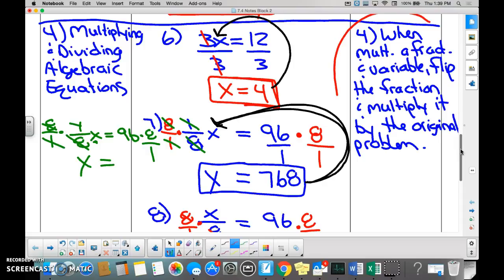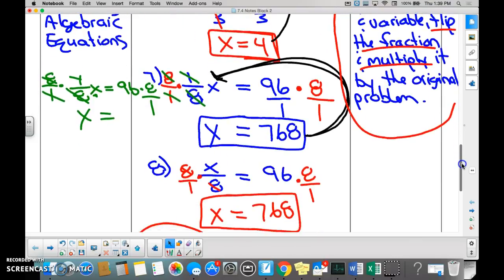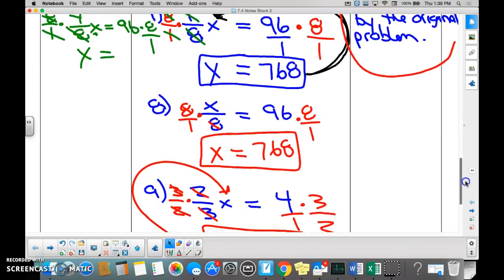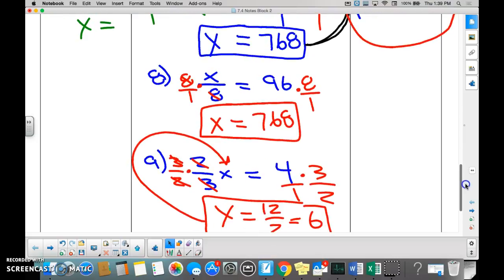When multiplying a fraction by a variable, you can divide first and then realize you got to flip the second and multiply, or you can just realize that when multiplying a fraction and a variable, you just flip the fraction and multiply it by the original problem, which I just did. The example I did in green is exactly what that is referencing. Number 8 is another example of it. Number 9 is another example of it if you need more help.